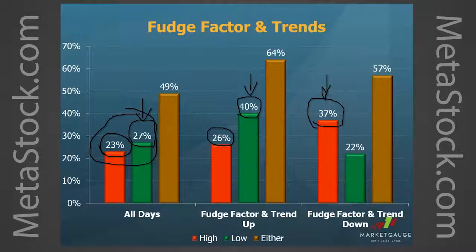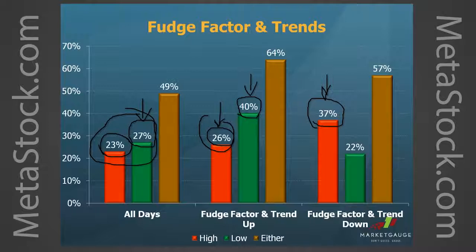All right. So if the trend is down, let's look at the breakouts. If the trend is down, then you know that the high of the opening range is going to be the high of the day 37% of the time. But if the trend is up, you know that the high of the opening range is going to be the high of the day 26% of the time. So I want to buy breakouts when I know that the high of the day is not going to be the level that I'm buying 26% of the time. So how does this all add up? If the trend is up and you use a fudge factor, you have much better odds of picking the breakouts and the reversals to trade.